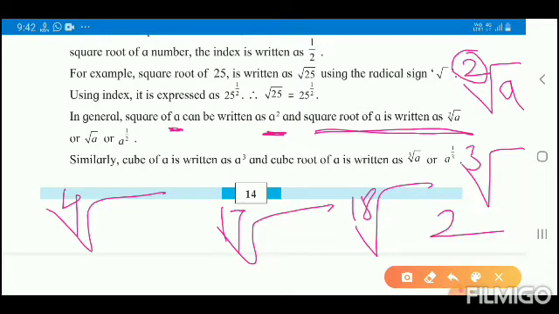Similarly, the cube of a is written as a raised to 3, and the cube root of a is written with the cube root sign, where the radical sign shows that the order of a is 3. That is what is meant by the cube root of a. Otherwise, you can write it in base and exponent or base and index form as a raised to 1 upon 3, meaning the cube root of a.